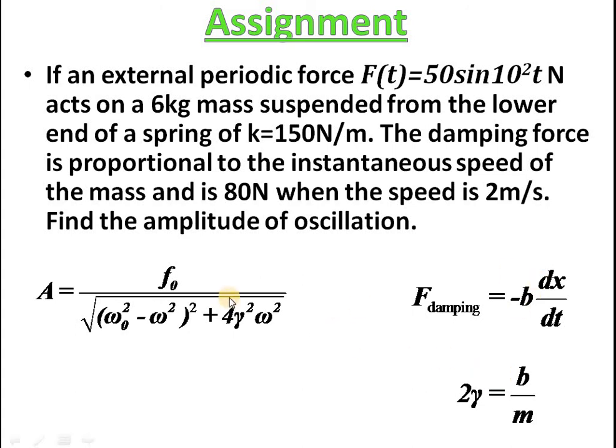F0 you can easily find, because the force is given here. K is also given. So gamma can be found, omega 0 square can be found from spring constant and mass. So all these things are easily extractable from the given data. So definitely you can find the amplitude.